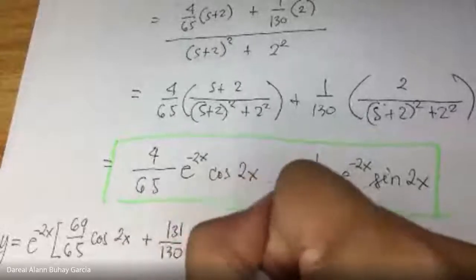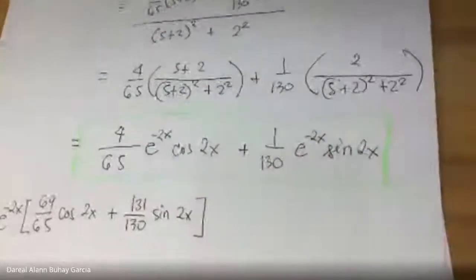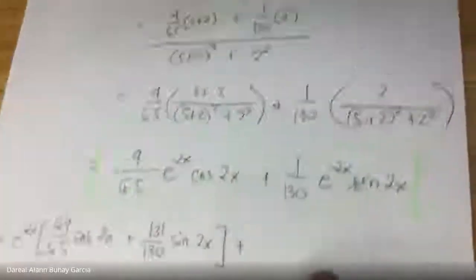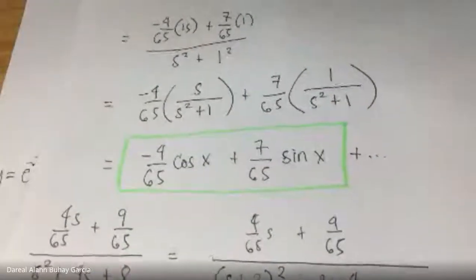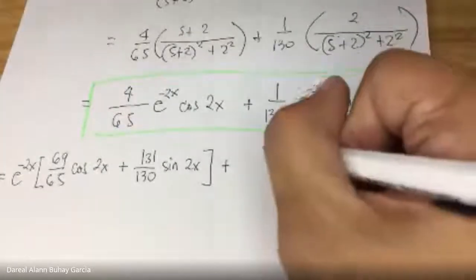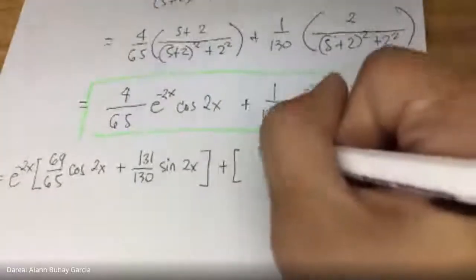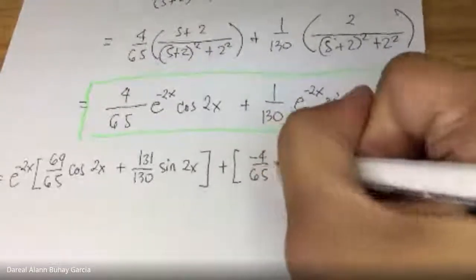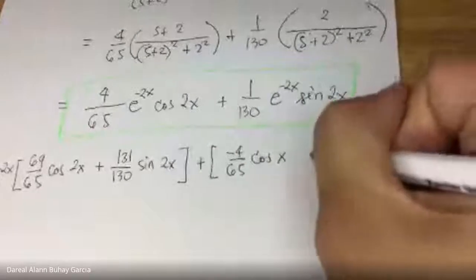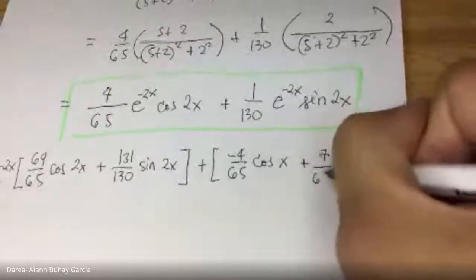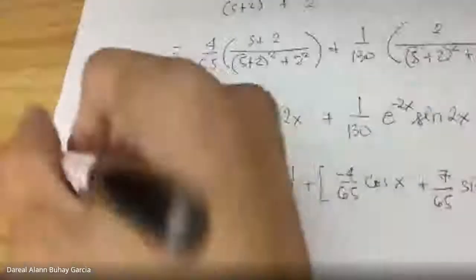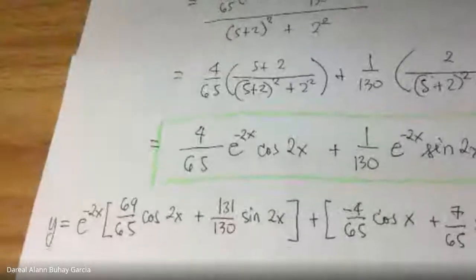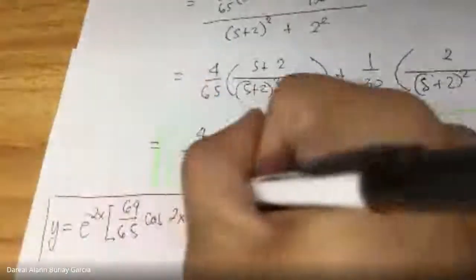Plus this one that you highlighted: negative 4 over 65 cosine x plus 7 over 65 sine x. Final answer.